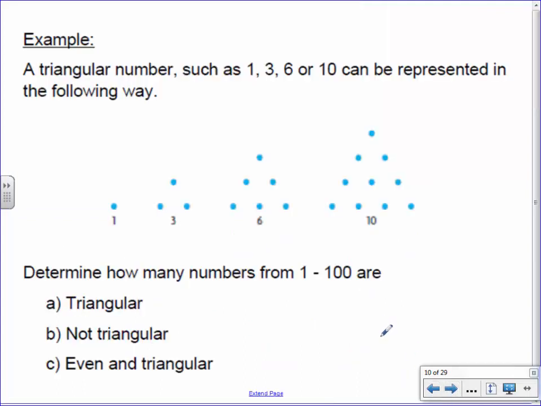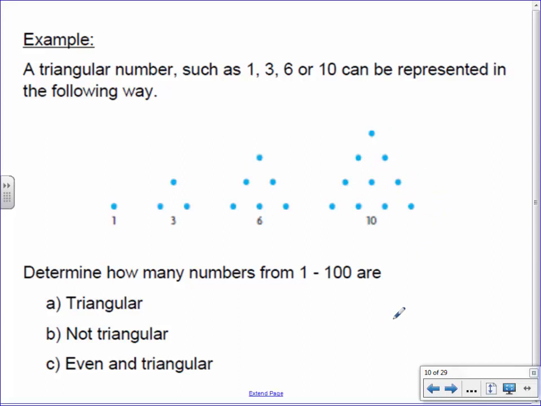Okay, let's try another example here. Like I said, I'm just trying to show you variety today. This one here says a triangular number is a number like 1, 3, 6, or 10. And the reason why you call it a triangular number is because you can literally make it into a triangle. Right? Like see how I have 3 dots? See how there's a triangle out of them? Here I have 6 dots. You can make a triangle out of it. Here I have 10 dots. You can make a triangle out of it.